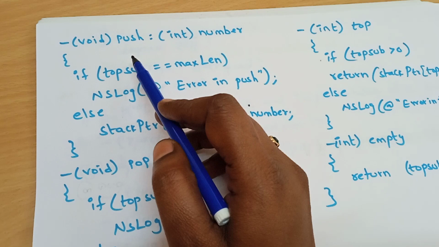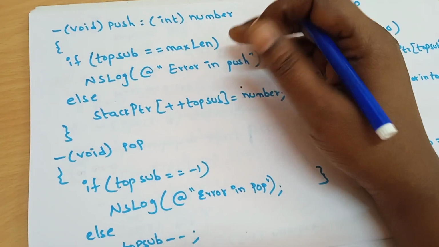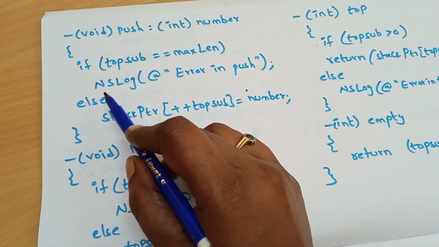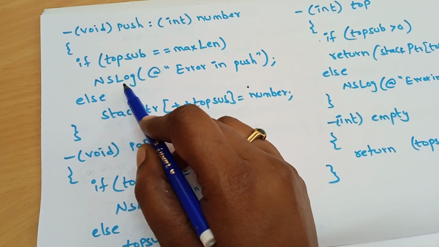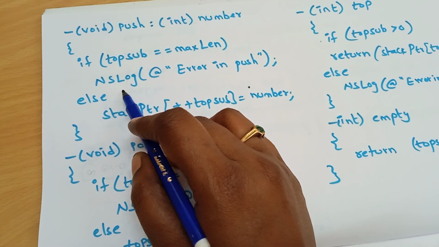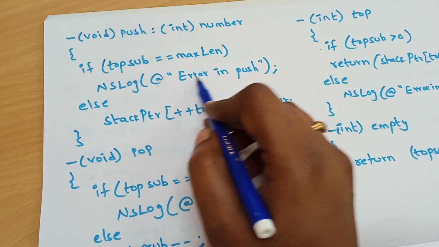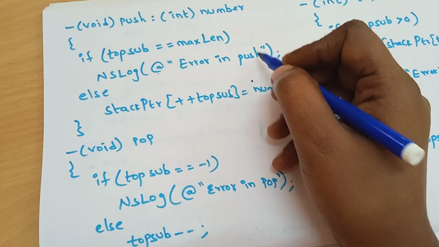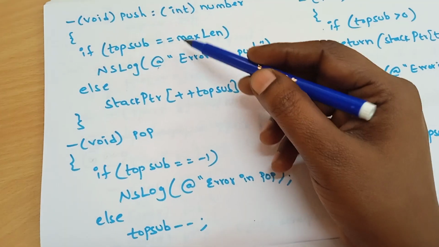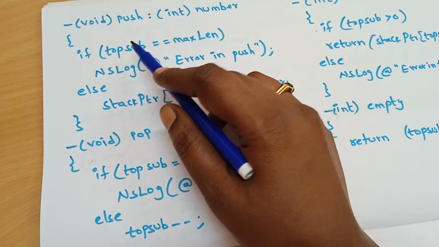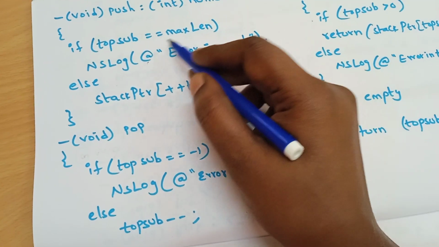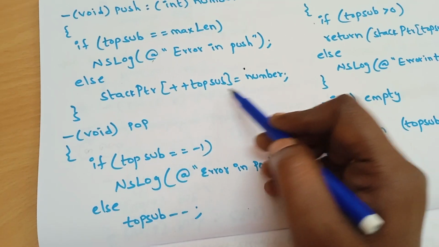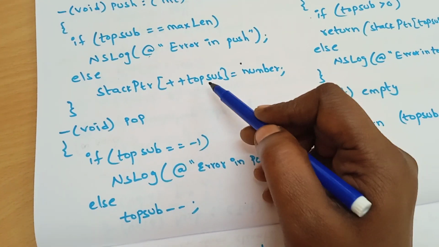And void push colon int number, that is where I am implementing the code of the push function. You can look at this: the NSLog function is as simple as, and the same as, our printf function. So @"error in push", that is the error: you cannot insert any element. The logic is very much the same. When top and maximum length are equal, then obviously you cannot push any element. If it is lesser, then you can push some element. That number element can be placed at the top position.